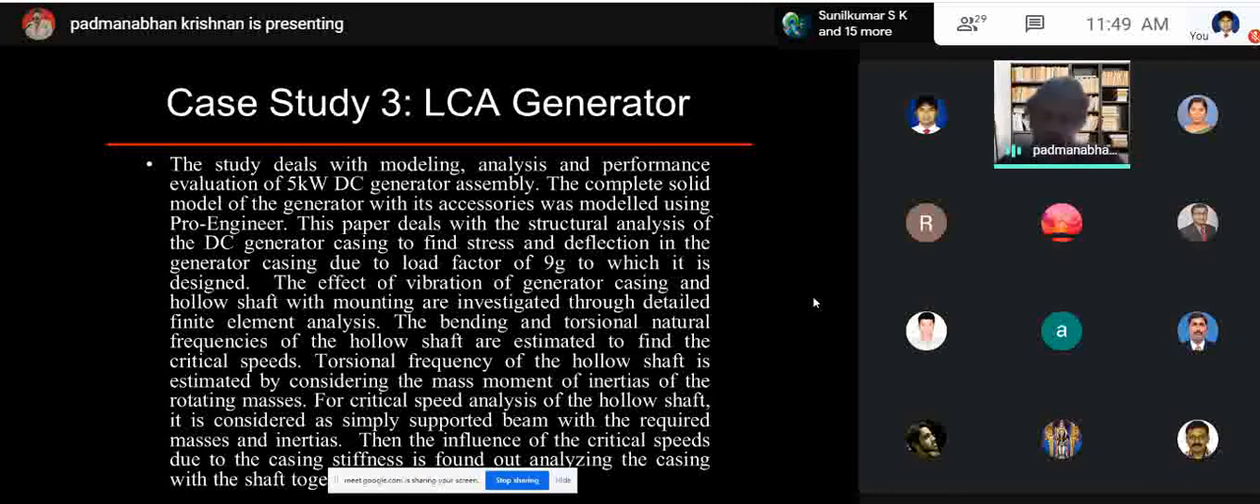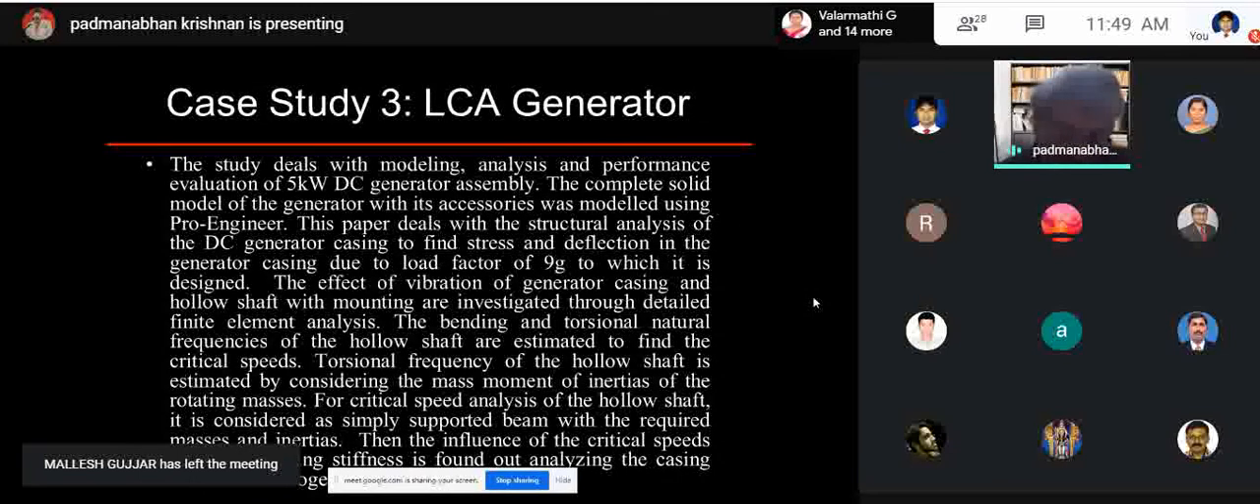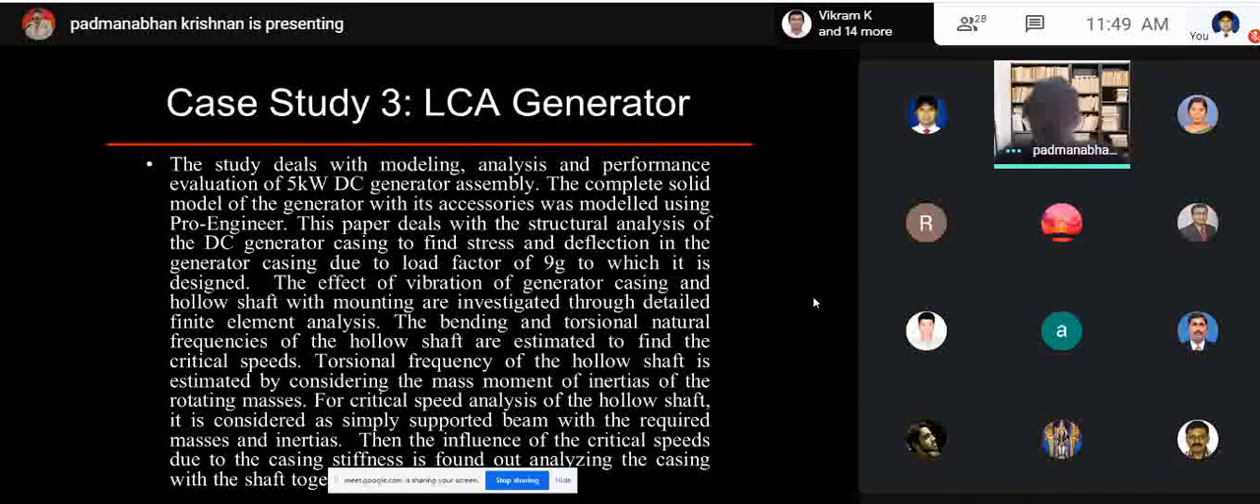So the effect of vibration of the generator casing and hollow shaft with the mounting are investigated through detailed finite element analysis. The bending and torsional natural frequencies of the hollow shaft were estimated to find the critical speeds.